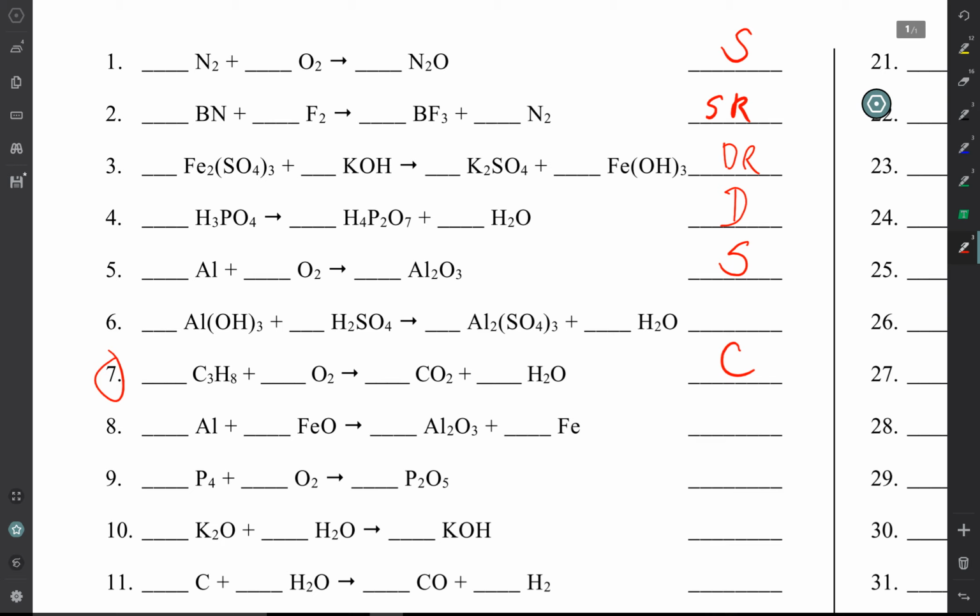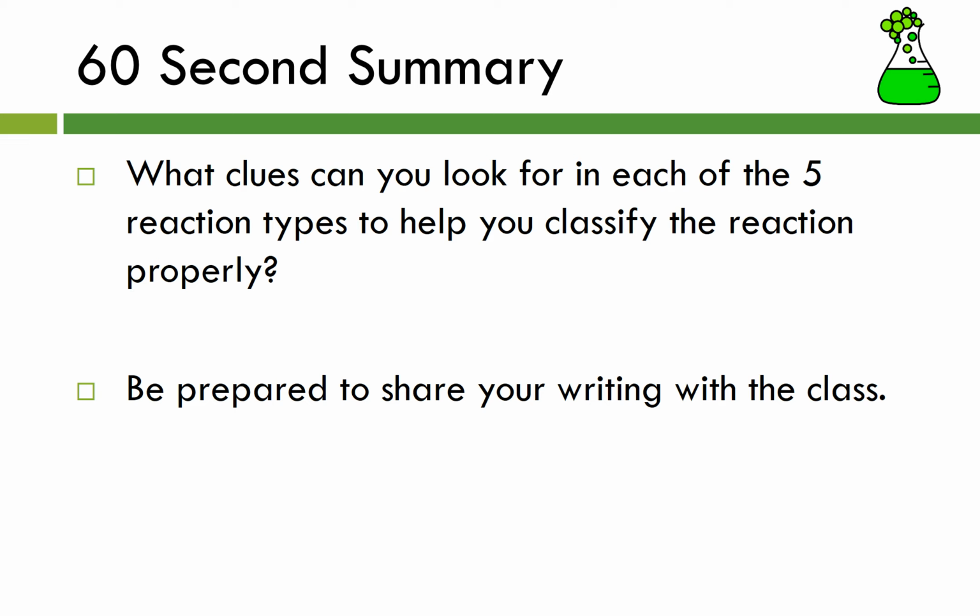Let's get back to the notes. To wrap up today's lesson, the 60-second summary is asking you what clues you can look for in each of the 5 reaction types to help you classify the reaction properly. This is really the key to this lesson. Look for the clues so that you can get it classified as one of the 5 reaction types.